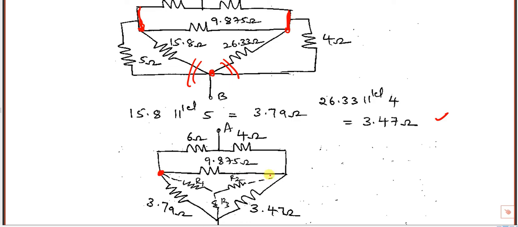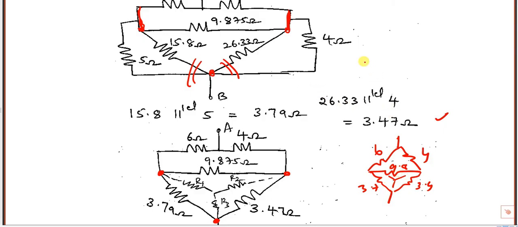So now we have one delta type. Still simplification is a problem because we have here one delta, and this side also one delta. So the equivalent is now like this: this is 4, this is 4, this is 6. In between you have 9.8, here 3.7, and here 3.4. So I can convert this delta to star, or I can convert this delta to star. You can take either this or this. So here you have to write the equivalent of this.